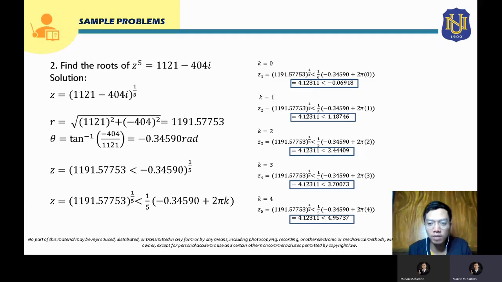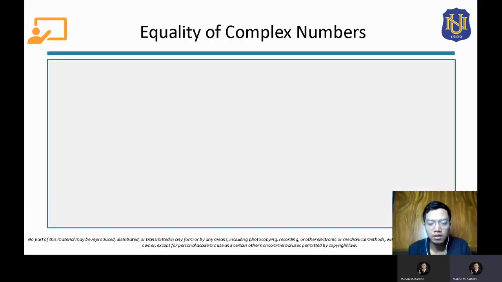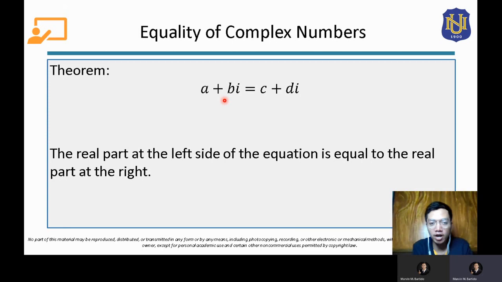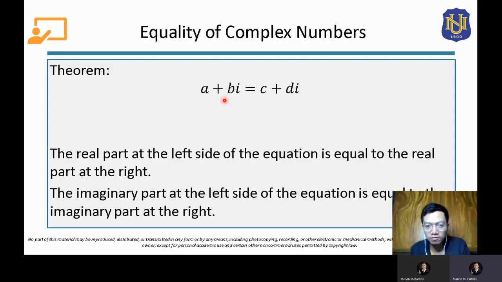So let's proceed to the next problem. Let's talk now about the equality of complex numbers. For equality of complex numbers, we're going to use this theorem: a plus bi is equal to c plus di. Meaning to say, the real part at the left side of the equation should be equal to the real part at the right side, and the imaginary part at the left side should be equal to the imaginary part at the right side.